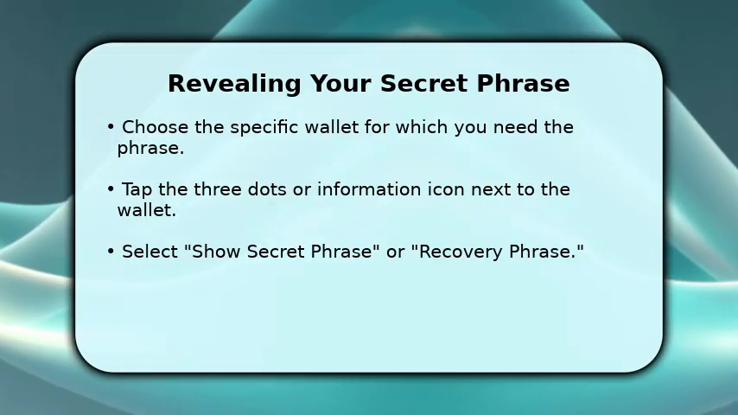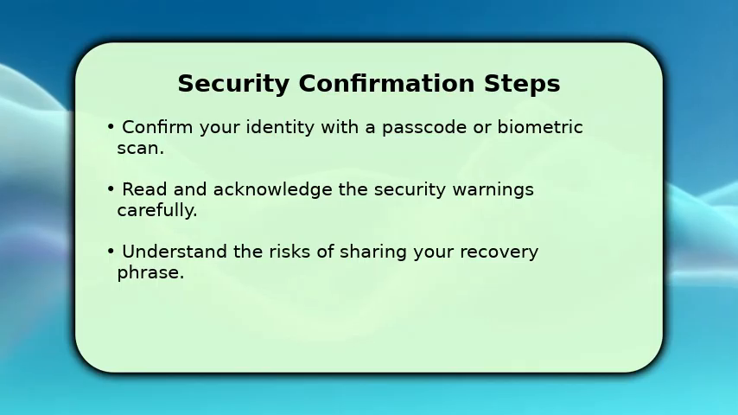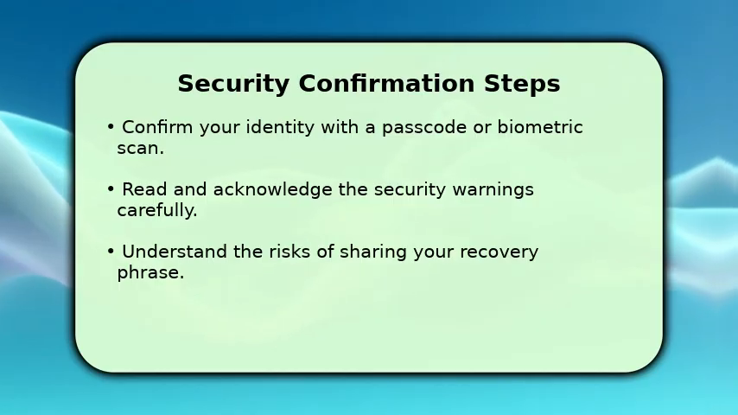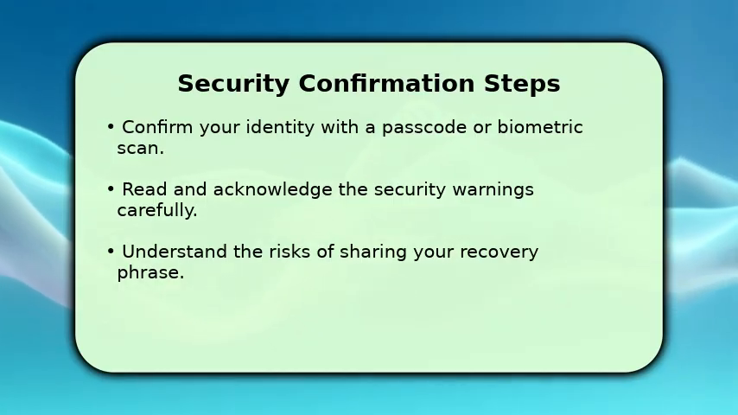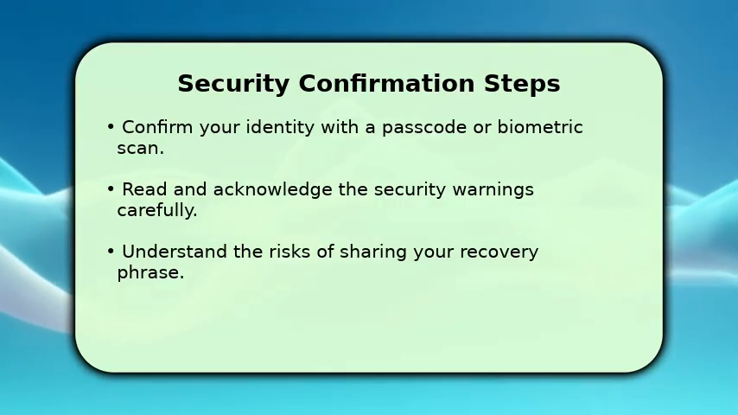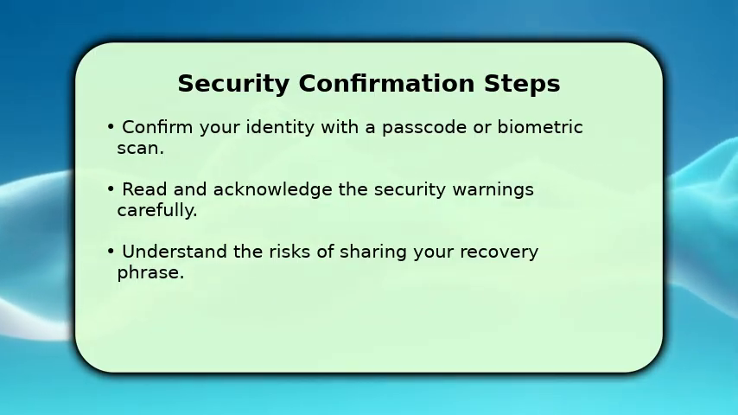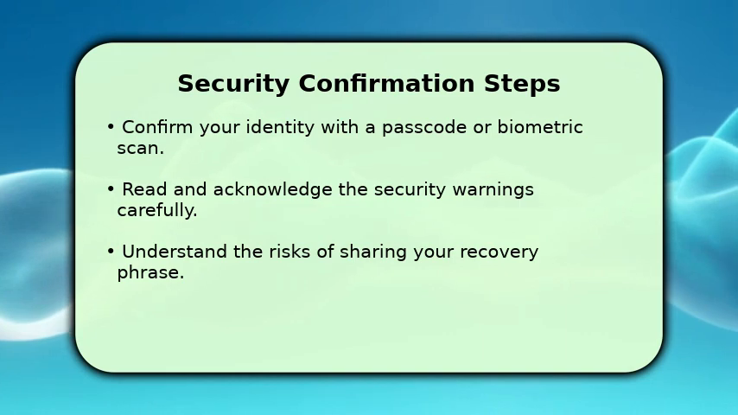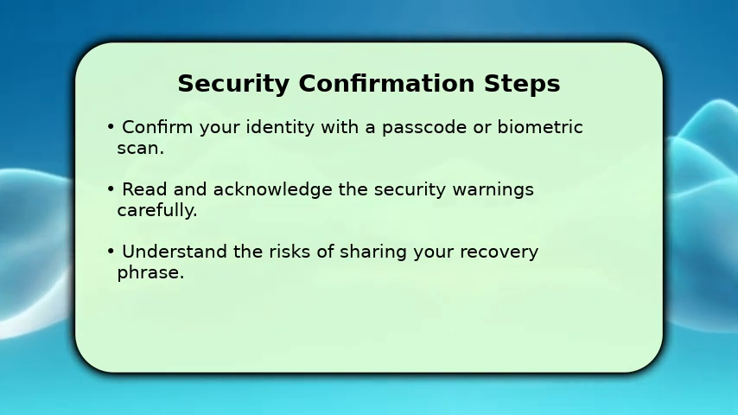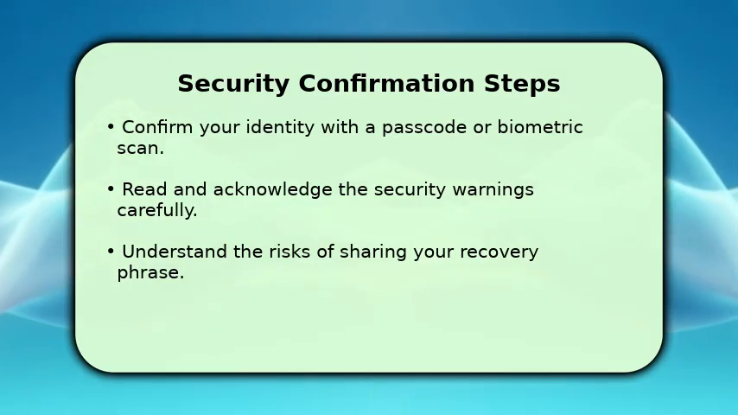Be prepared for a security prompt at this stage. Before your phrase is revealed, Trust Wallet will ask you to confirm your identity. This usually involves entering your passcode, using a fingerprint scan or facial recognition. After successful authentication, you'll see important security warnings. Please read these warnings very carefully and acknowledge them. It's crucial to understand that your recovery phrase grants full access to your funds, so never share it with anyone.